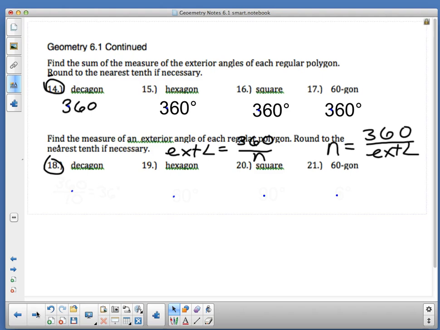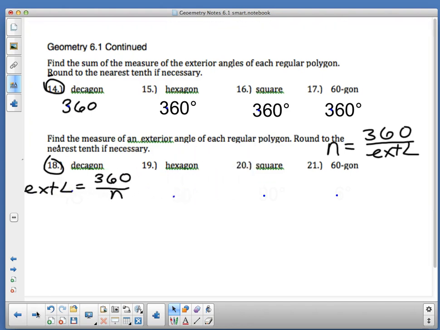Next one, find the measure of an exterior angle of each regular polygon. Just one angle? Yep. Round to the nearest tenth if necessary. So if the total is 360, divide by the number of sides and you'll find a single solitary value. This is the formula I'm going to use.